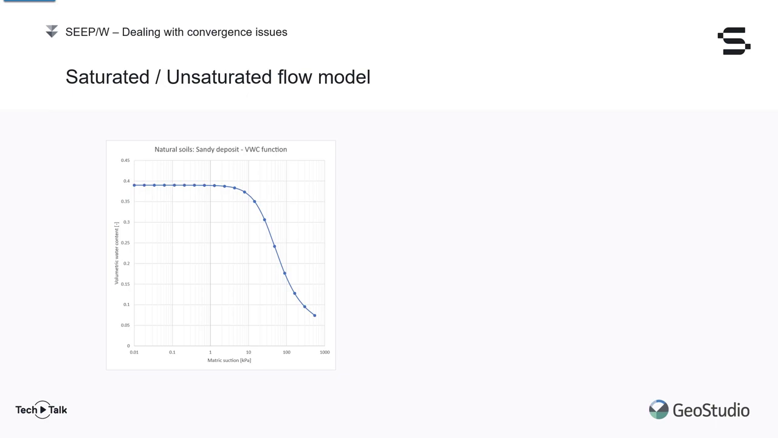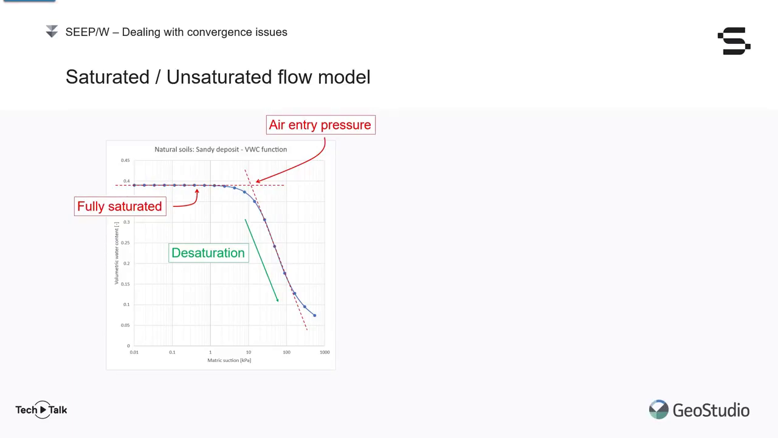The left side of the plot represents the fully saturated conditions towards the lowest suction values. In this case, the saturated volumetric water content is 39%, meaning that at saturation, 39% of the soil's volume is occupied by water. As matrix suction increases, the soil initially remains saturated, up to a point called the air entry pressure, where desaturation will begin.